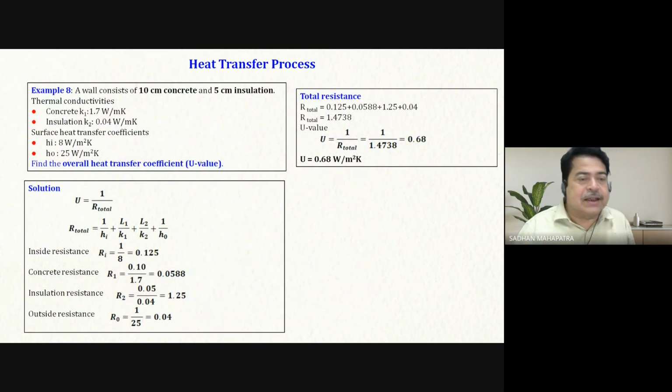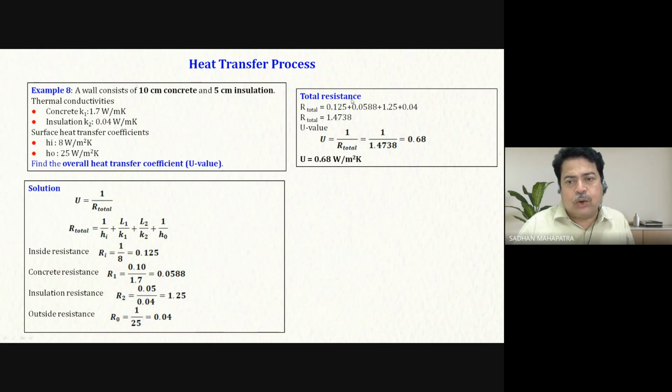You see, let's take this case. This is a wall consisting of 10 centimeter concrete and 5 centimeter insulation. The concrete K1 and insulation thermal conductivities are known. Heat transfer coefficients are also known. In the same way we estimate the R total. So here 1 by Hi, that's the indoor. This is L1 by K1, that's the concrete. Then L2 by K2, that's the insulation. And 1 by H naught, that's the outside heat transfer coefficient.